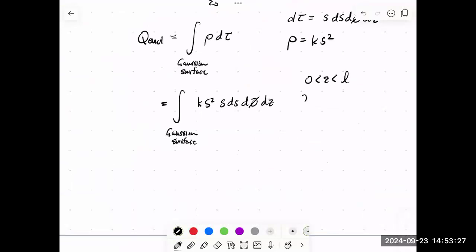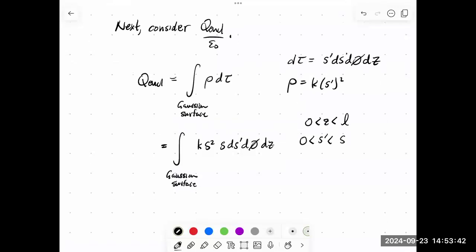The radial dimension is going to go 0 to S. So maybe what I'll do is I'll put primes on this thing so as not to confuse. It's s prime squared, and this is going to be ds prime dz. So S prime will go from 0, the axis of our cylinder, to S, the radius of our Gaussian surface. And then phi, because we have a complete cylinder, will go 0 to 2 pi.